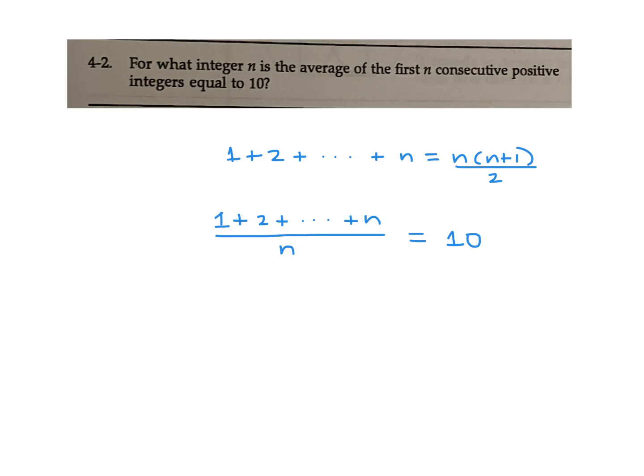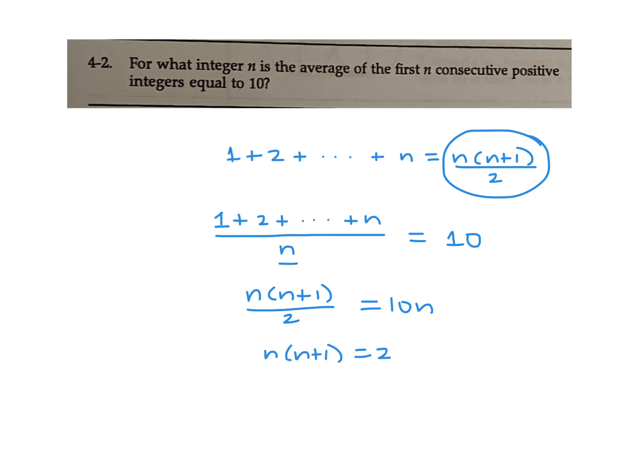The top is this guy, so it'll be n times n plus 1 over 2. And then I'm just going to cross multiply the n here with the 10. And then let's cross multiply again with the 2, so we get 20n. And then drop the n from both sides, and we get n plus 1 equals 20. And therefore n is 19.